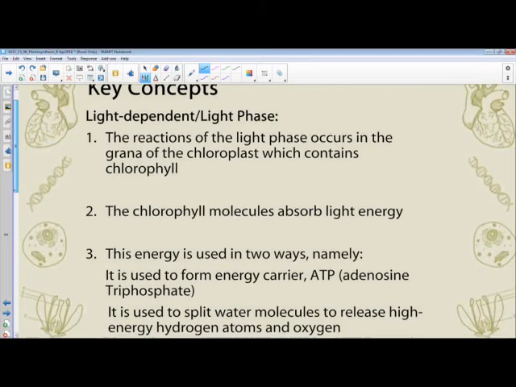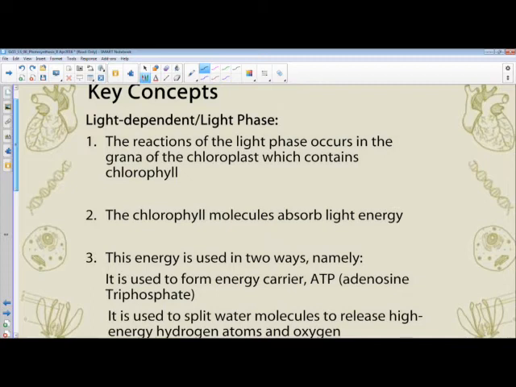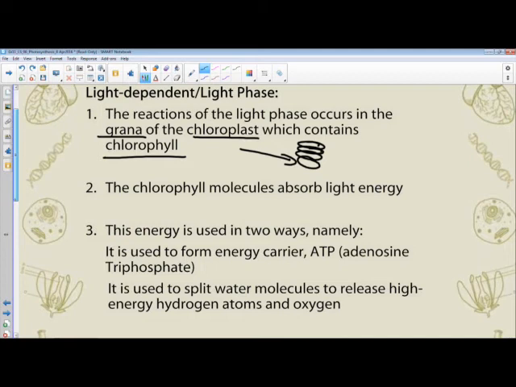So guys, let's look at the light dependent or the light phase. This reaction of the light phase occurs in the grana of the chloroplast, which contains chlorophyll. So firstly, we've got to remember that it is occurring in the grana. We looked at those stacked coins called the grana. This is essentially where the light phase or the light dependent phase occurs. In these grana you have chlorophyll molecules, and these molecules absorb the light. When they absorb the light, what happens next?